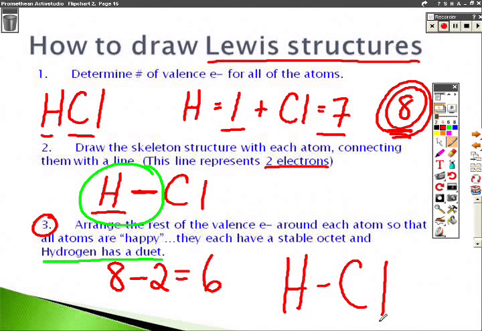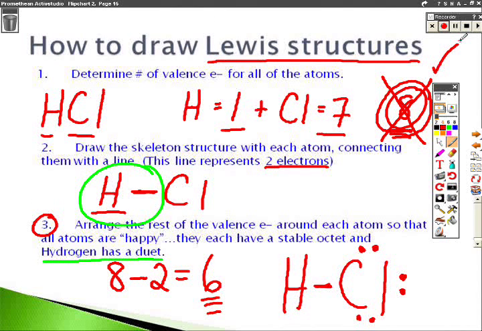So, therefore, what I need to do is draw the rest of the electrons around chlorine. I have 6 more to distribute. I'm going to put them around in pairs. There's 2, there's 2, and there's 2. Now, let's go back and make sure I've drawn all these 8 electrons so I can cross that out. Have I? There's 2 there, 3, 4, 5, 6, 7, and 8 total valence electrons. I'm done drawing.